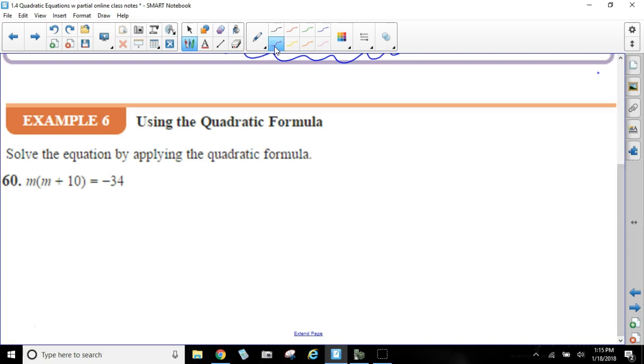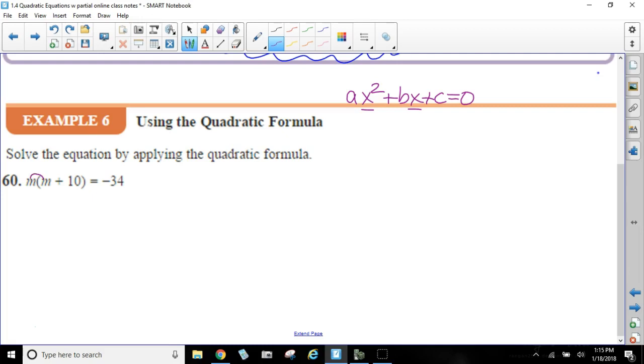First of all, it is important to be able to write your quadratic equation in the form ax squared plus bx plus c equals 0, the standard or general form for any quadratic equation. Now, in this example, our variable is m, and so instead of having x's, we're going to have m's. But we still need to get this organized so that we can apply our quadratic formula.